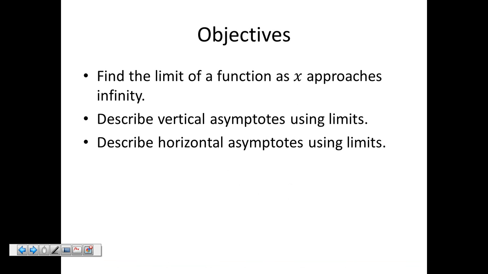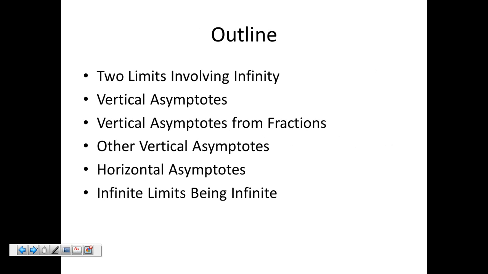Our objectives for this lesson are to find the limit of a function as x approaches infinity, and then we're going to take a look at how to describe both vertical and horizontal asymptotes using limits.